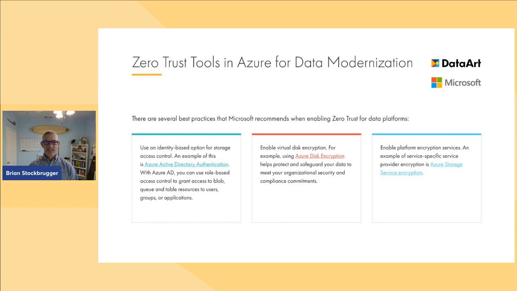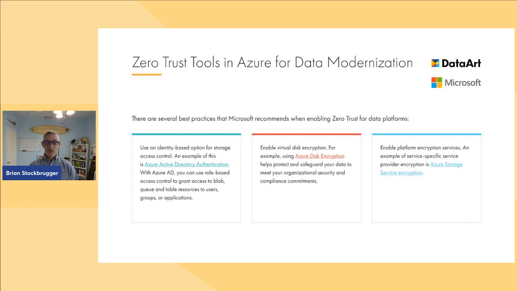So as outlined in our zero trust best practices for data platforms, we highlighted a few of these best practices. Identity is the security perimeter in the cloud, and using an identity-based access control method to grant and control access to data and things like blob and queue and table storage. This can be defined and assigned to individual users, groups of users, as well as applications. So protecting access to that data based upon the identity of the user or of an application is a critical first step in securing data and preventing that unauthorized access.